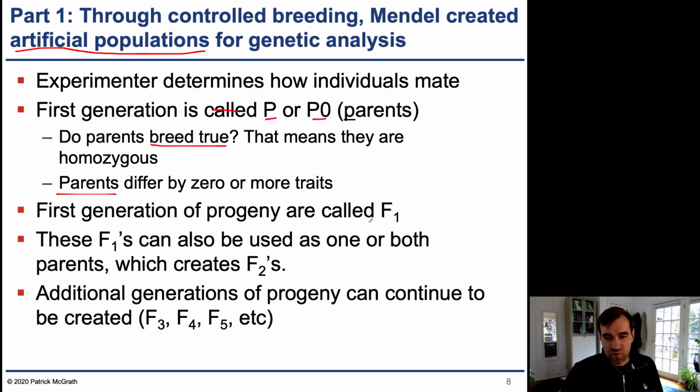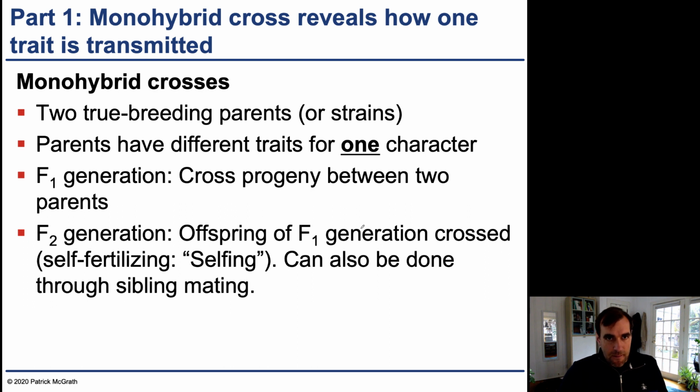The first generation of progeny are called F1. So if we have 2 individuals, and they produce 4 other individuals, we start with the P generation, and then we go to the F1 generation. And then these individuals can also be used to create crosses. And so if we make more individuals, these are called F2s. And so on and so forth. We can continue to produce additional generations of progeny, increasing the number each time to refer to it. So F3s, F4s, F5s, etc.